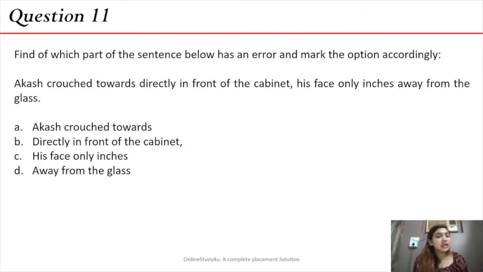Now your sentence is: Akash crouched towards directly in front of the cabinet, his face only inches away from the glass. Okay, that is your question. Which one do you think has an error? And I'll be more than happy if you guys can actually tell me where the error is, or what the error is, or how it could be corrected.